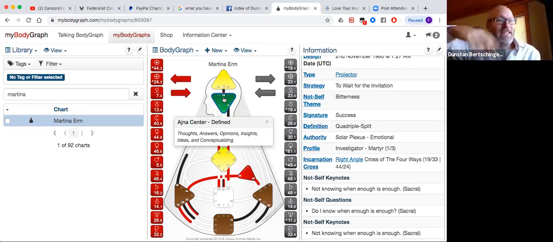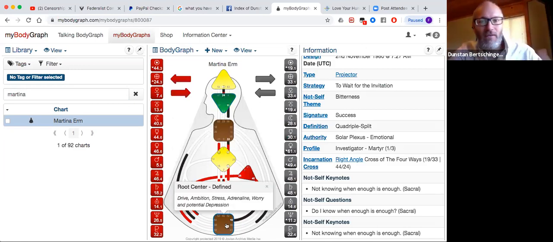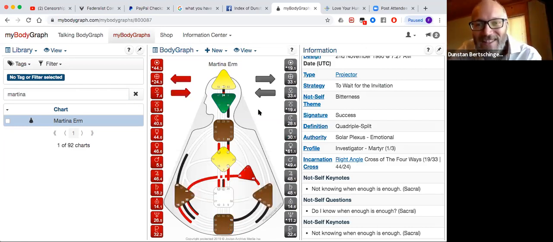So the energy can move. And the same for your 19. That pressure can flow up into the emotional center and back again. So it's fascinating. You have the right angle cross of the 4 ways. You're a quad split. You have 4 channels, and each of the gates of your incarnation cross is in one of your splits, in one of your channels. Super interesting.